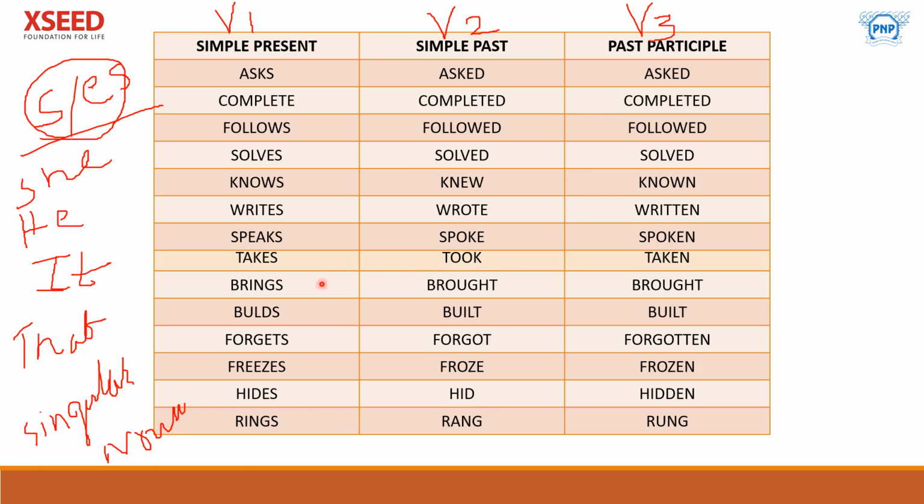Takes, took, taken. Brings, brought. Here, builds, the I is missing. Builds, built, built. Forgets, forgot, forgotten. Freezes, froze, frozen. Hides, hid, hidden. Rings, rang, rung. Correct. So this is how the table is all about simple present, simple past, and past participle. For this particular lecture, the important things are simple past and past participle.